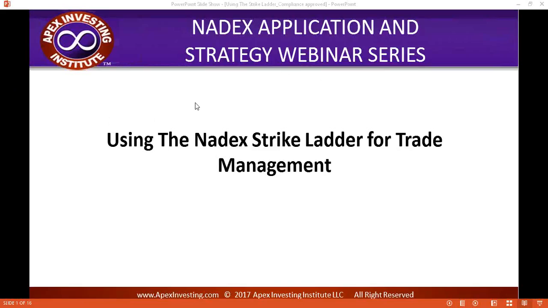For some of you, you may be familiar with this and you may already use it. For some of you that are new, you may not even know what the strike ladder is or how you can use it. I know some people think the strike ladder's just there to choose which binary I want, and how in the world would I use that to manage a trade? We want to talk about that just a little bit here.